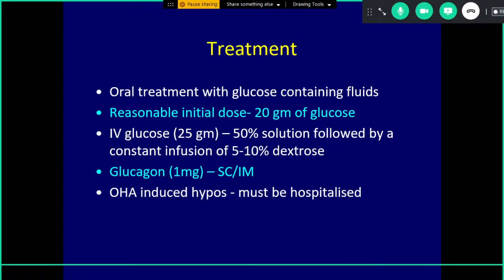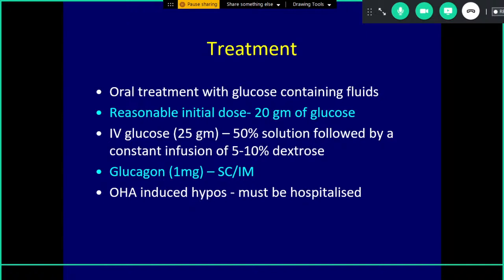How will you treat the person? Obviously, if they're not unconscious, you treat them with glucose-containing fluids. I specifically pointed out that you can give sugar, you can give other stuff, except if somebody's on acarbose, in which case glucose is mandatory. Glucose obviously will act fast.